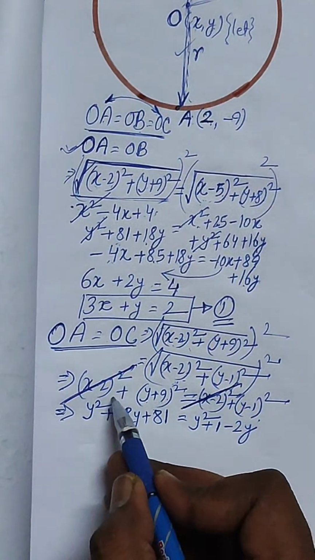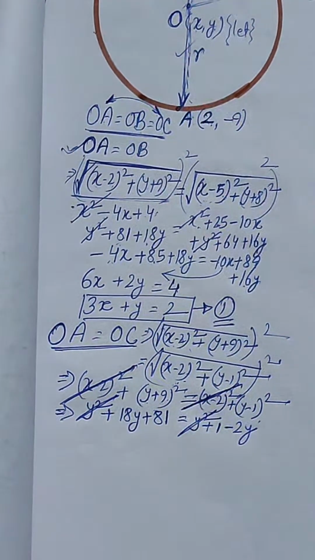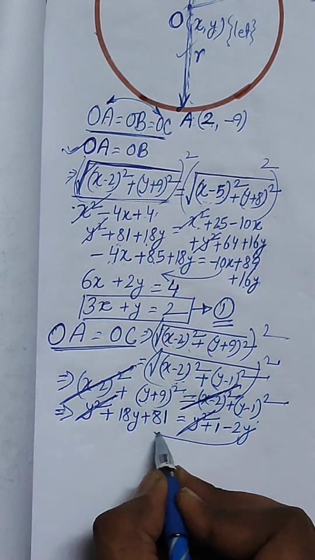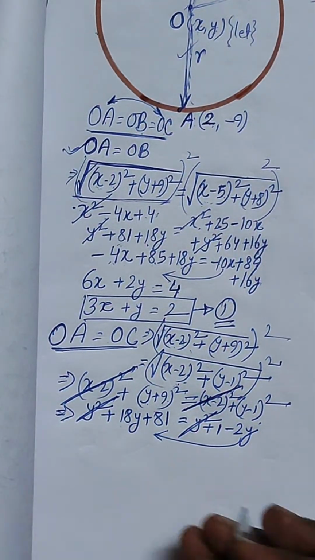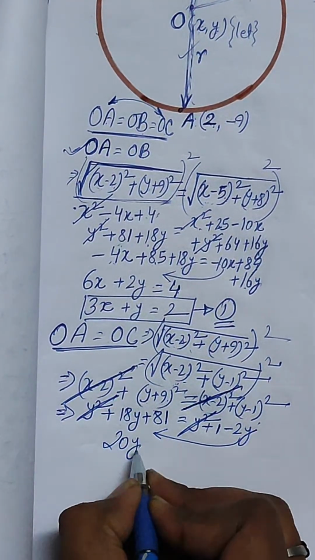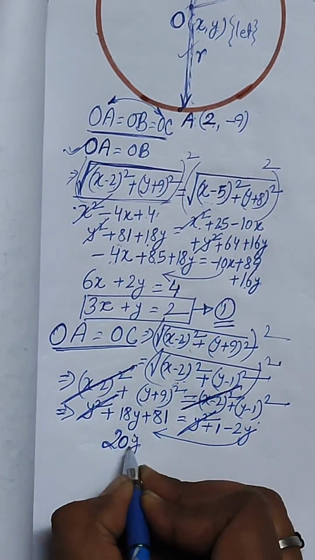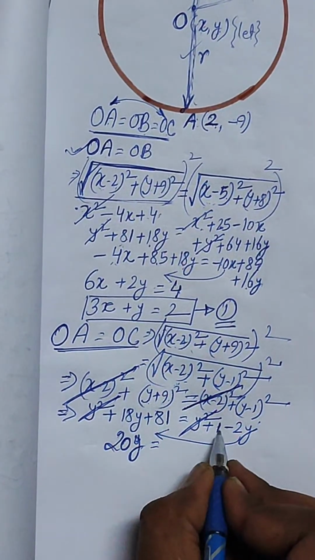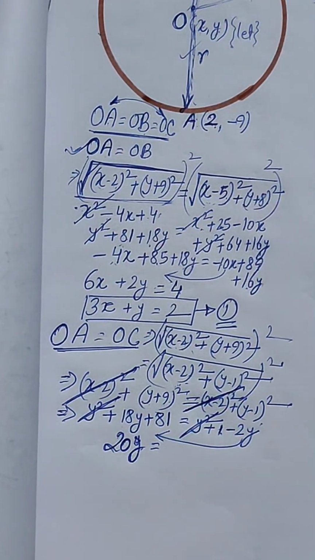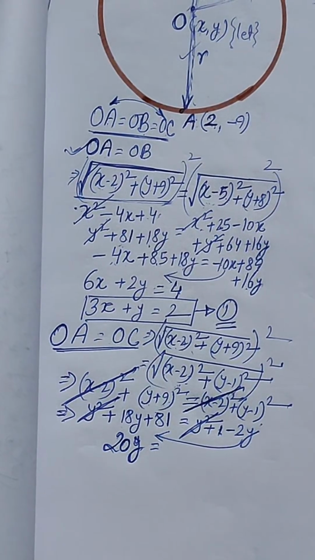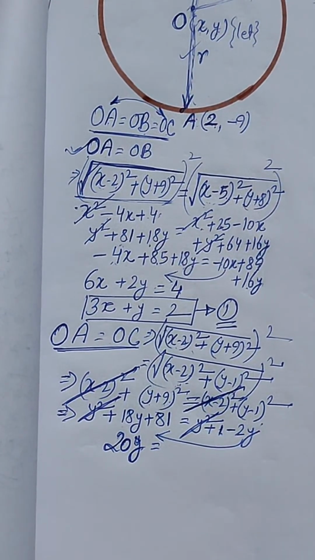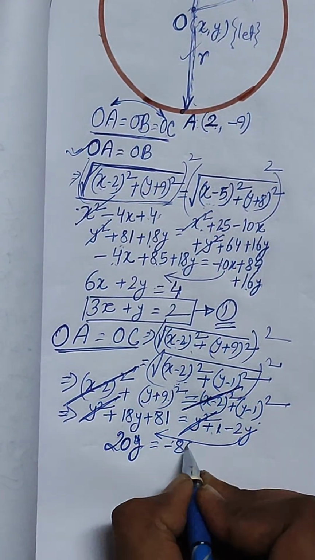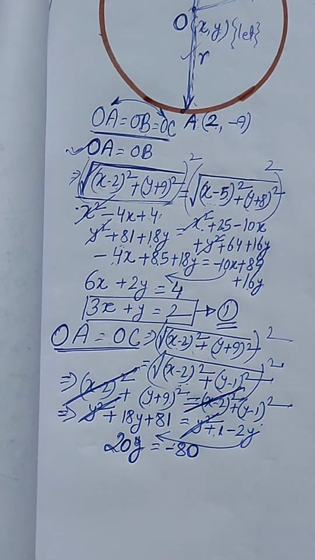Here also you can see y square and y square will be cancelled, right? And we are left with 18y, and when this minus 2y comes to the LHS, it becomes 20y, right? So 20y on the LHS is equal to 1 minus 81. What is 1 minus 81? 1 minus 81 is minus 80, my dear friend, minus 80.